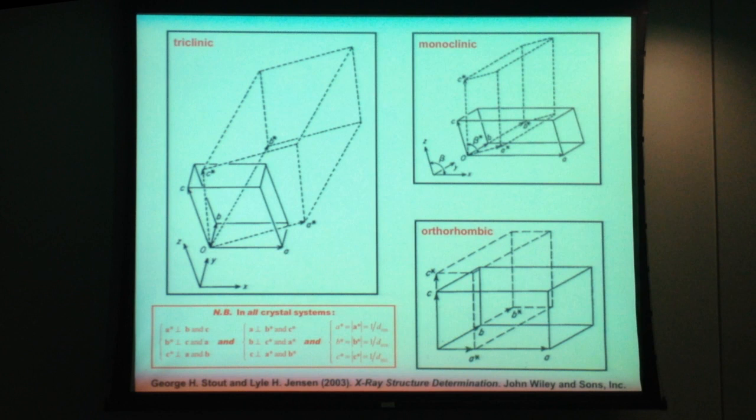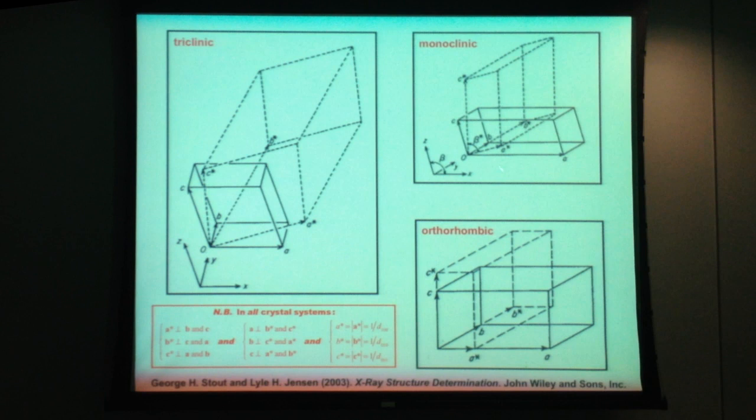In the general case, where we have three different lengths, A, B, C, and three different non-right angles, alpha, beta, gamma, the reciprocal lattice that is constructed based on this triclinic crystal lattice has this cell. And again, what it's showing here is that in direct space, the shortest direct lattice spacing is B. But in reciprocal space, that becomes the longest spacing for the reciprocal cell and vice versa. So there's an inverse relationship.